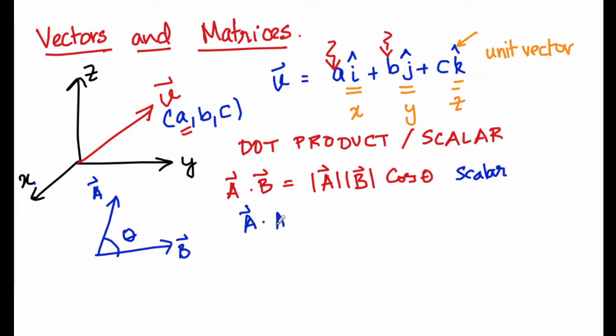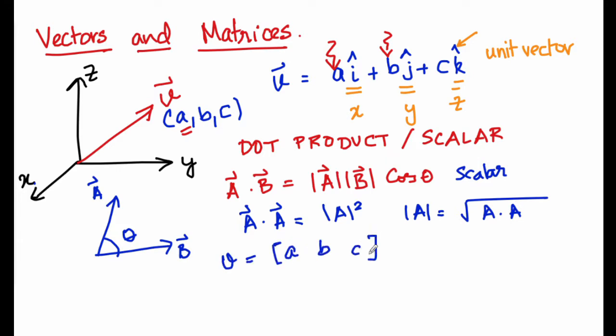A dot a will be nothing but mod a square times cos of 0, that will be 1. Right? So therefore, mod of a can be determined by the square root of the dot product between a and a. So v is also represented as a, b, and c, meaning that you have the i, j, k as the unit vectors. The dot product between these two will end up being whatever you started with. Let's also take a quick look at how dot products look as matrices. Remember, whatever we wrote here is in fact a matrix form.